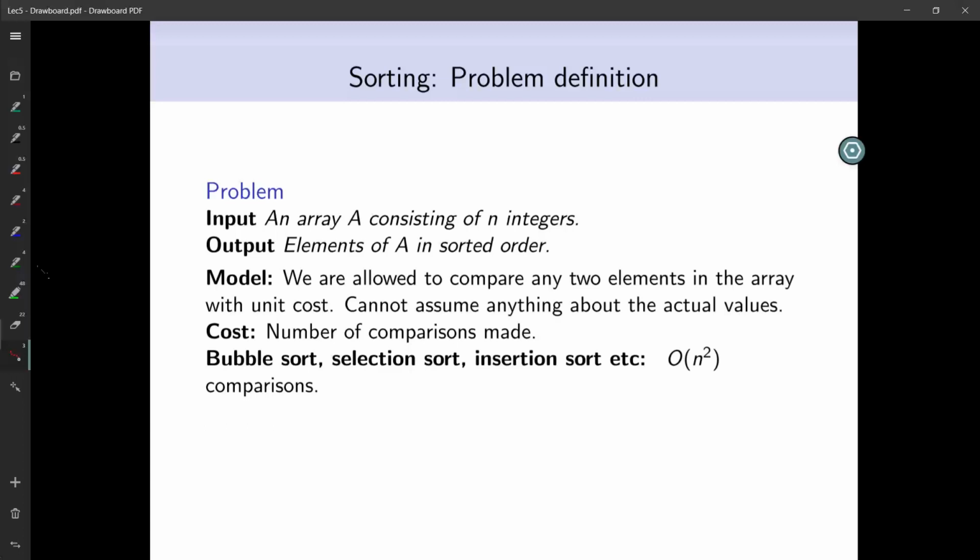So we have lots of examples. I am not going into the details of any of it. You might have seen this in your first algorithms course. Bubble sort, selection sort, insertion sort, etc. You might also have done analysis saying that the number of comparisons required is order of n square. There could be best case instances where the number of comparisons could be order of n, but there are always worst case instances where the number of comparisons is at least n square, up to a constant factor.